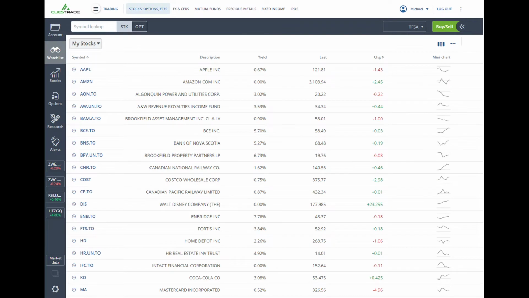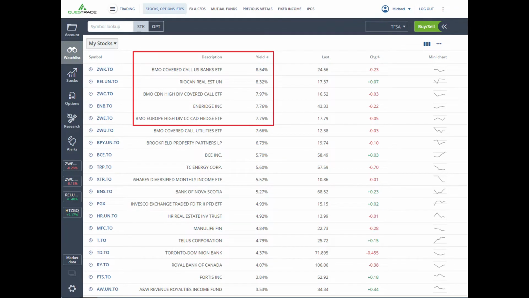But now that I'm reinvesting the dividends, I want high yield early on, which will bring in more money that I could then use to buy more stocks. So now that I have a list of 20 solid stocks, I sorted by the highest yield, and the top 5 really stood out to me. They were Ryokan, Enbridge, BMO US Banks ETF, BMO Canadian ETF, and BMO Europe ETF. At the time, these were all paying a 9 to 10% yield.